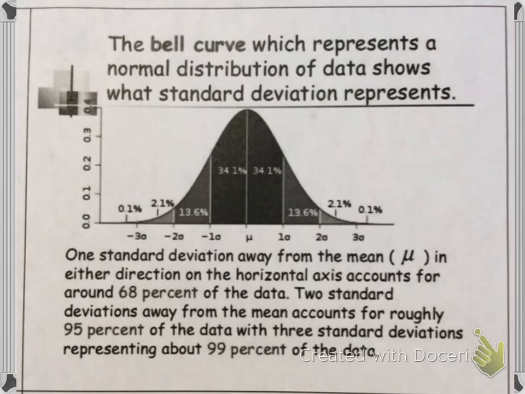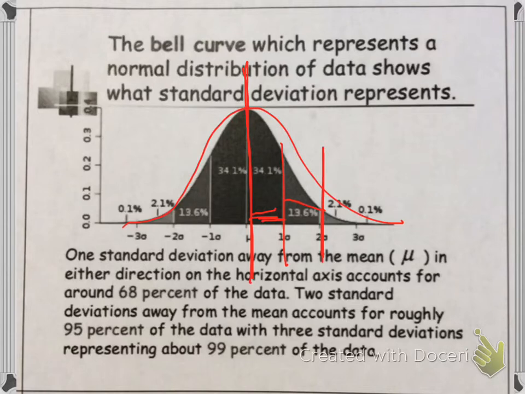So here's an example of what a bell curve looks like. It represents a normal distribution of data and what a standard deviation represents. So again, this normal bell curve right here, this middle line right here, this is where our mean or our average would be at. And then the length from here to here would be called a standard deviation. It tells you how far to go to the next important position on your bell curve.